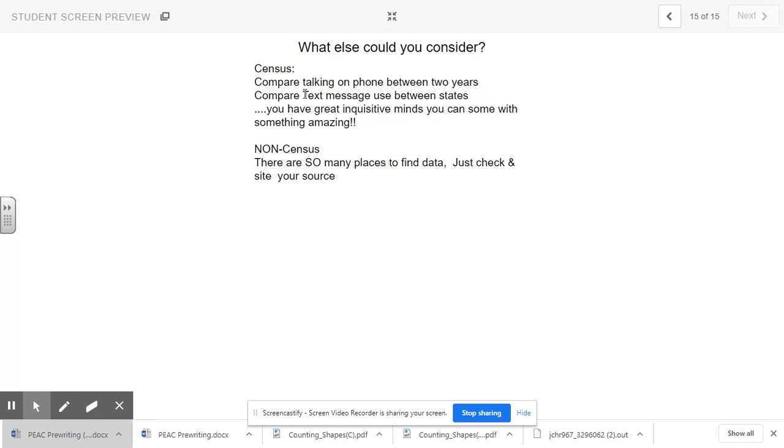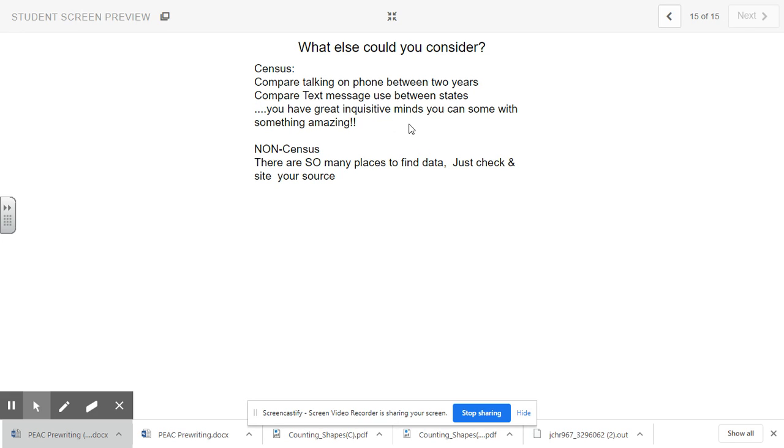Do something fun. Other things to consider, you're looking at the census, compare talking on the phone between 2 years. So if you go on that census website, and I'll give it to you again, you can compare data from Colorado 10 years ago. I don't know when it started, it might have started in 2010. You can compare it to 2 different years. You can compare it to 2 different states. You want to know if the kids in California text more than the kids in Colorado? You can look at that.